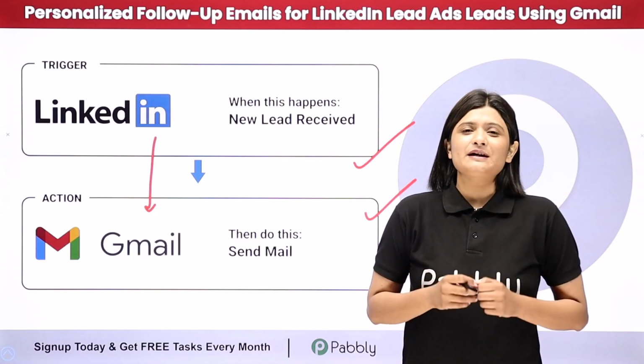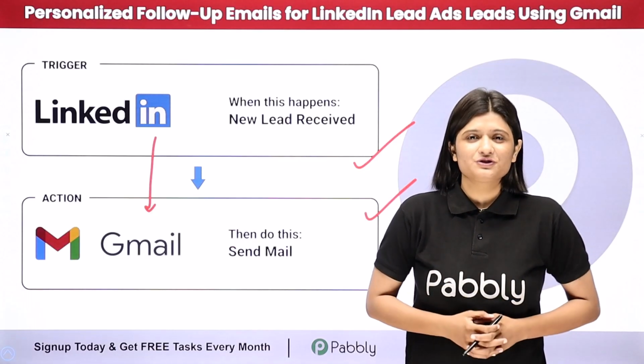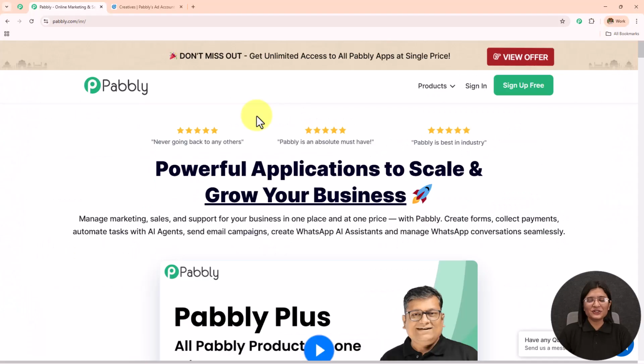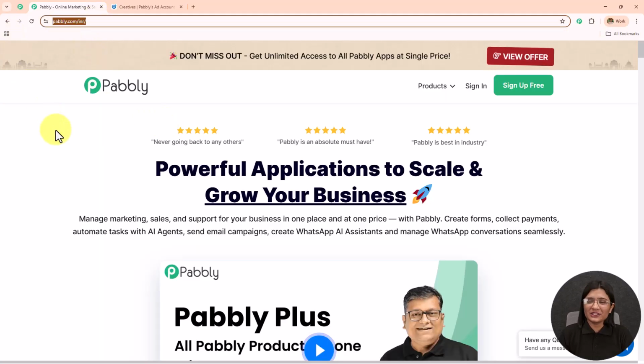Now if you want to learn the step-by-step process, then let me take you all to my screen. So here in this video, we are going to learn how we can send the follow-up email for LinkedIn leads, and for this we are going to create an amazing automation using Pabbly Connect where we are simply going to build connection between LinkedIn and Gmail. So this is the landing page of Pabbly, and you can visit this simply by typing pabbly.com in your browser.